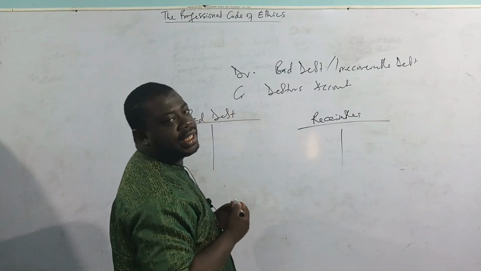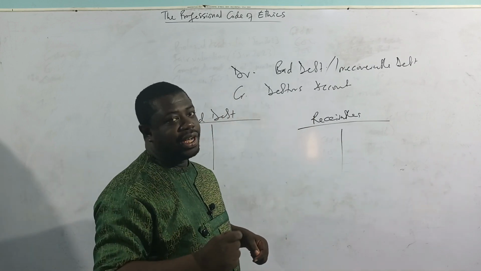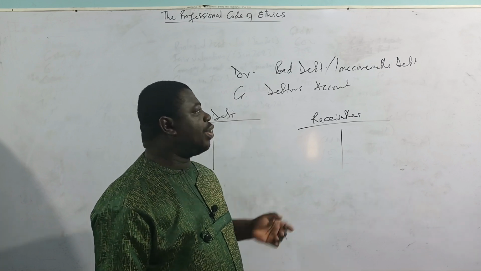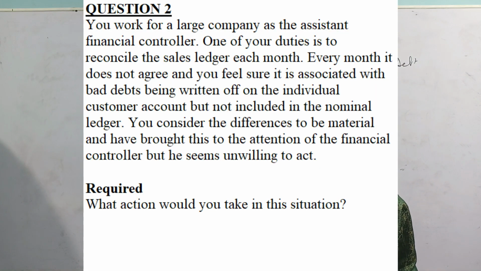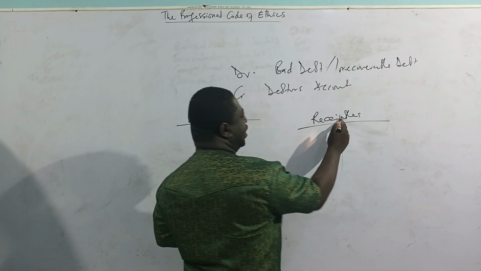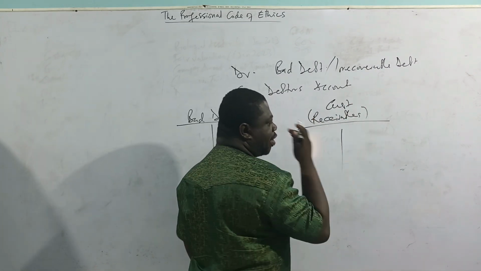Now, the interesting thing is that from the way they have stated it, if you don't understand your ledgers very well, the knowledge of your ledgers is weak, you would be confused at a point, because we are told that, let's go back to the question and see something. You are told every month it does not agree, and you feel sure it is associated with bad debts being written off on the individual customer account, but not included in a nominal ledger. Now, let me explain to you. This individual customer's account is a receivables account. So this one is a customer's account, which we also call the receivables account.